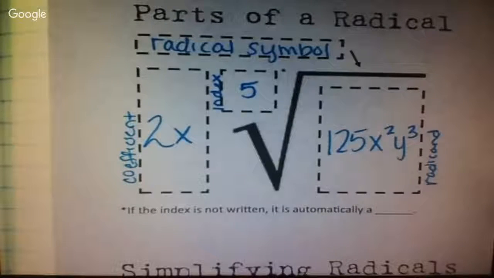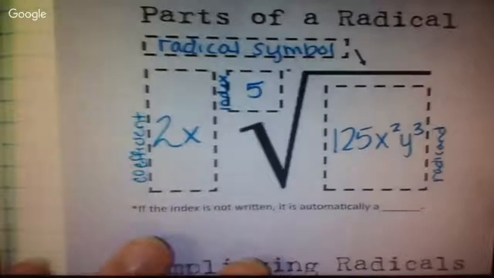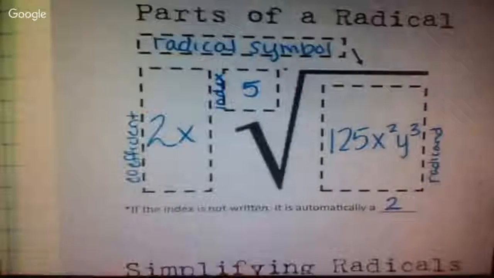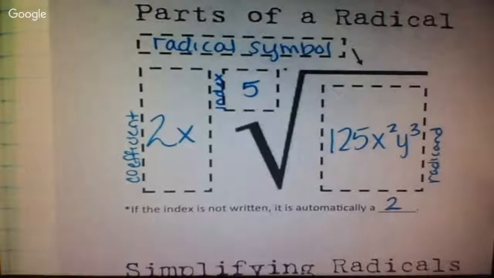If you can't see the front of your paper, your issue wasn't on yet. If the index is not written, that little asterisk at the bottom, if the index is not written, it's automatically a 2. And that's for square root. If it's not written, it's automatically the square root.